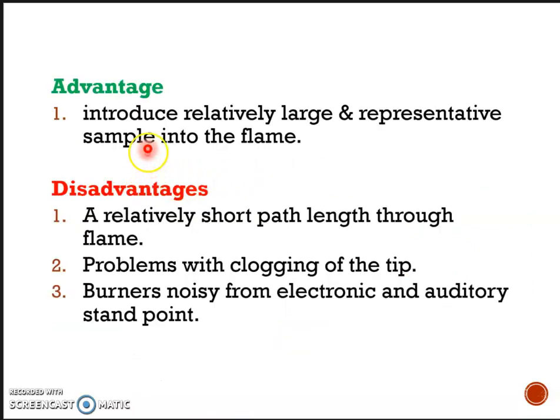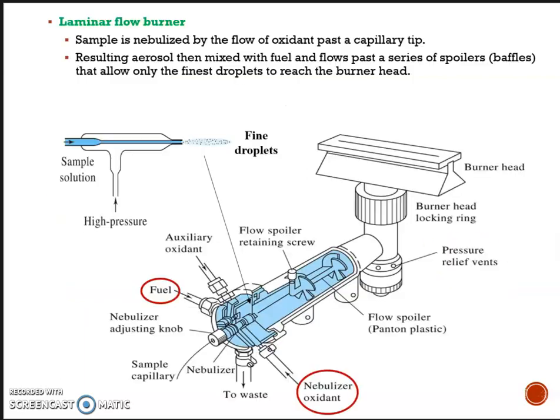The advantage of turbulent flow burner, it can introduce relatively large sample. So normally large sample will be a representative sample. But the disadvantage is dia punya path length quite short, relatively short path length of the flame, and it can cause a problem with clogging of the tip. Sebab dia punya bentuk tadi tu hujung dia ada tip kan, kadang-kadang dia boleh clog ataupun tersumbat. Burner noisy from electronic and auditory standpoint. Dia bising sikit. Kalau yang type ni dia bising sikit.